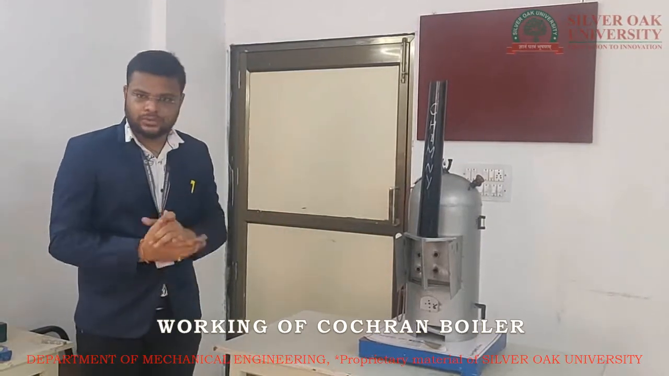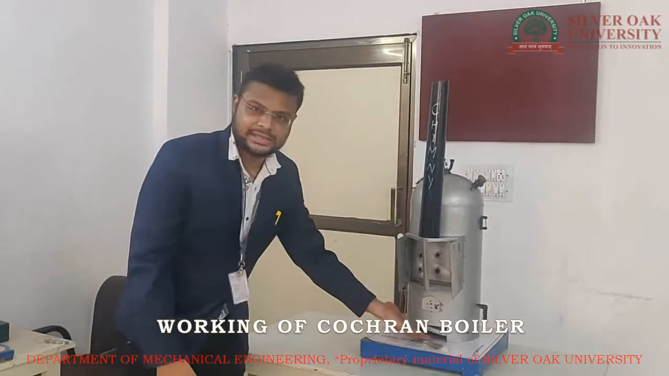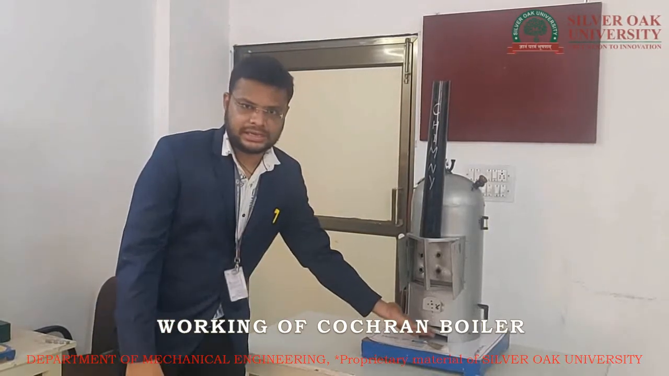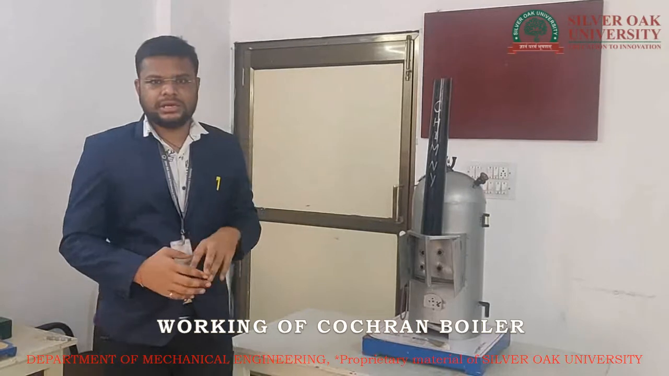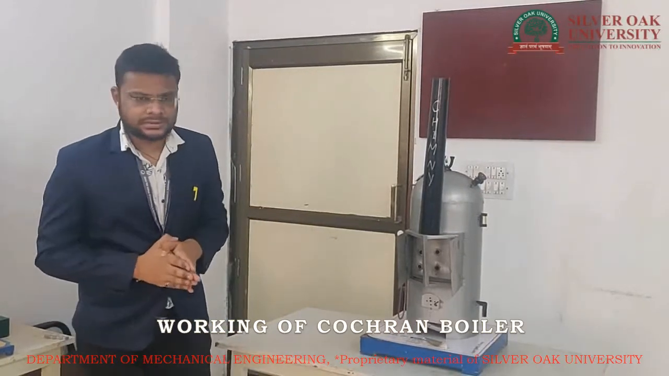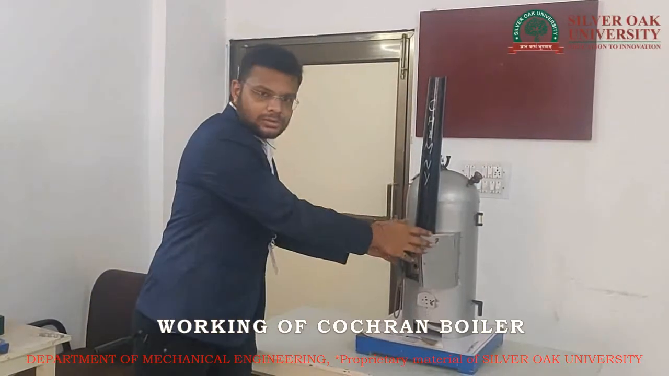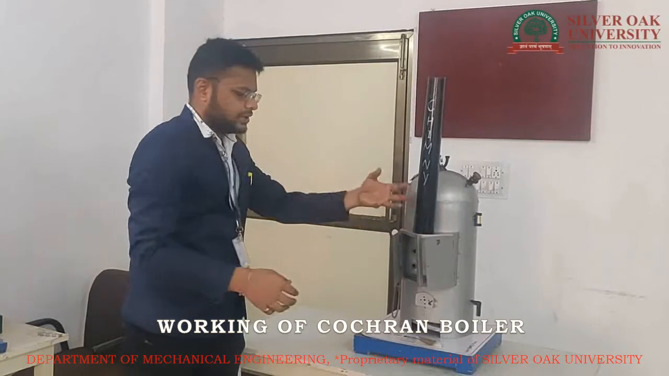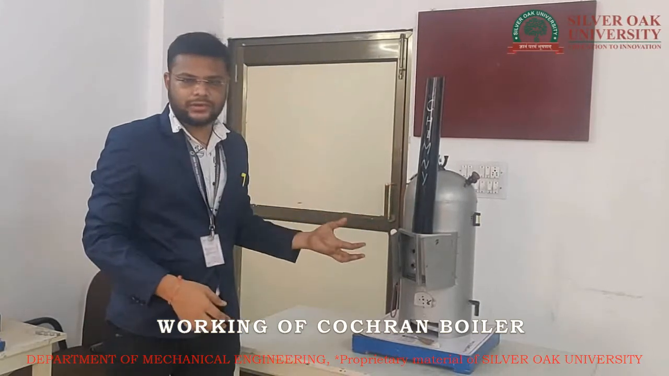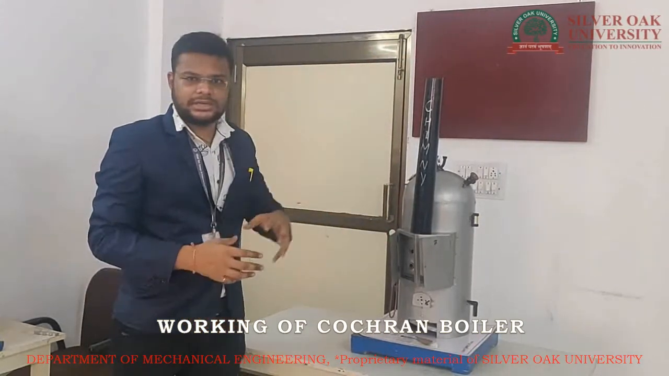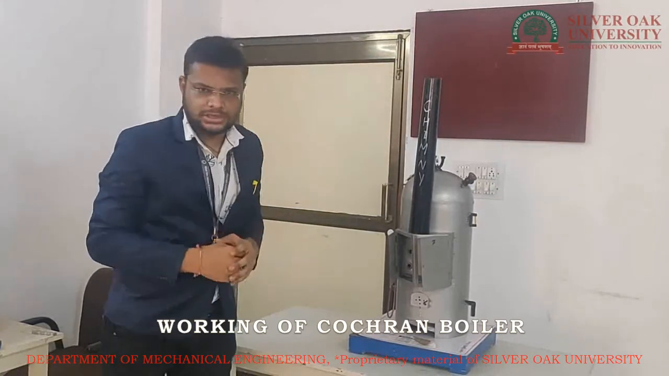So we are starting from the bottom. Here you can see that this is known as the grate area, on which the combustion of the fuel takes place. Now this is known as the smoke box, through which the flue gases coming from the fire tube are extracted outside through the chimney.